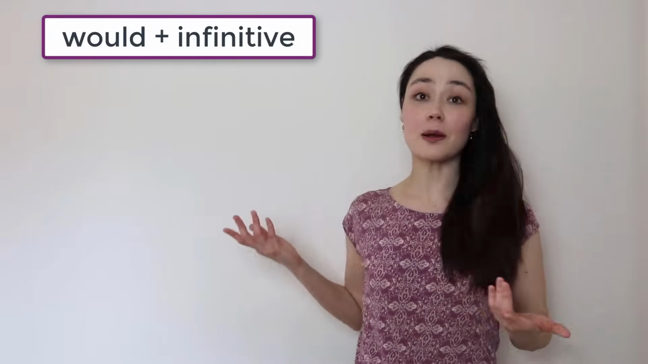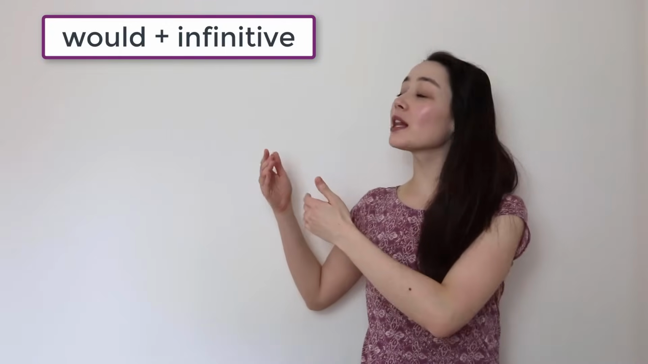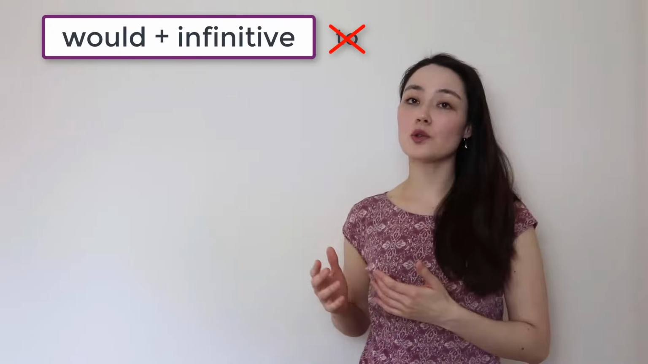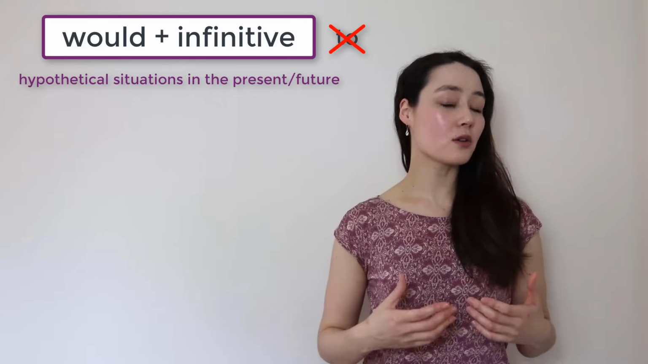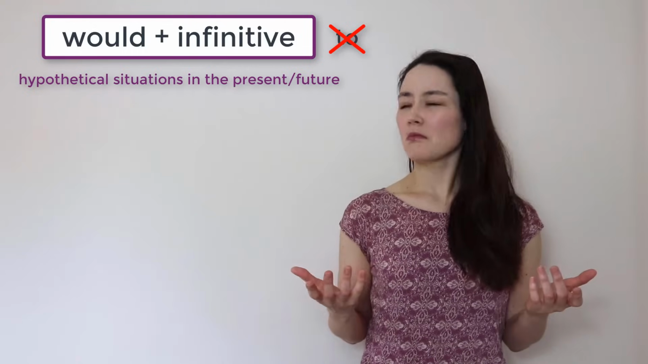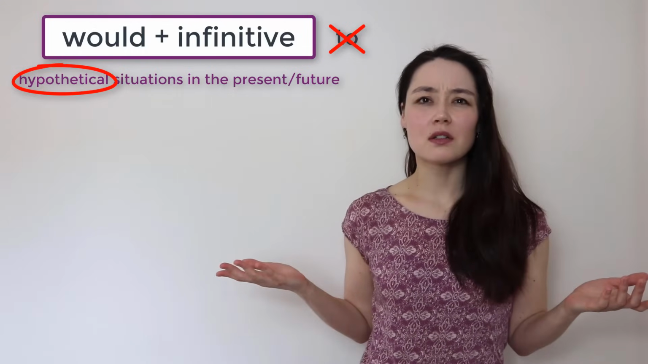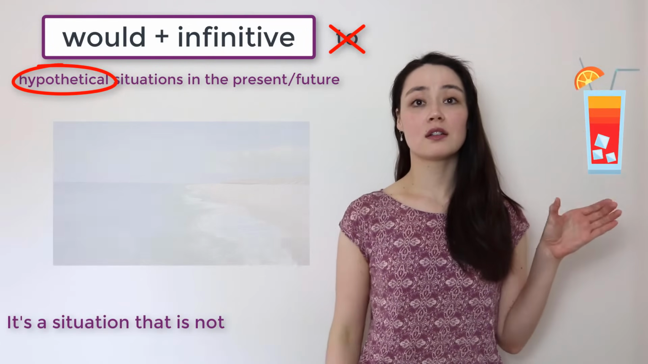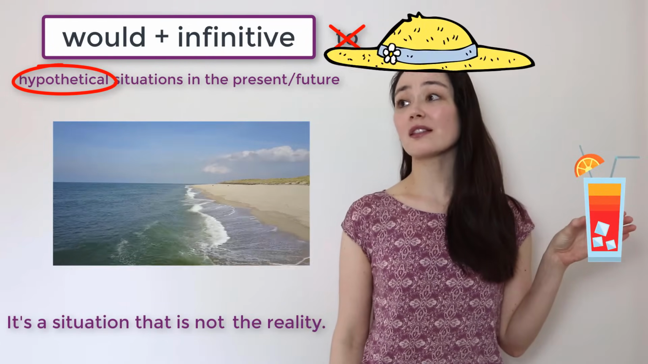Okay, we're on to number 3. Would plus infinitive without to is used to speak about hypothetical situations in the present and future. What's hypothetical? It's a situation that is not the reality.